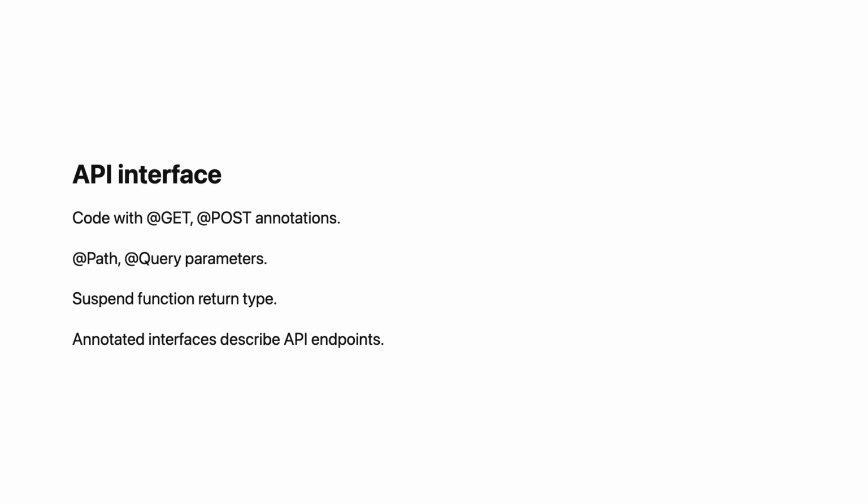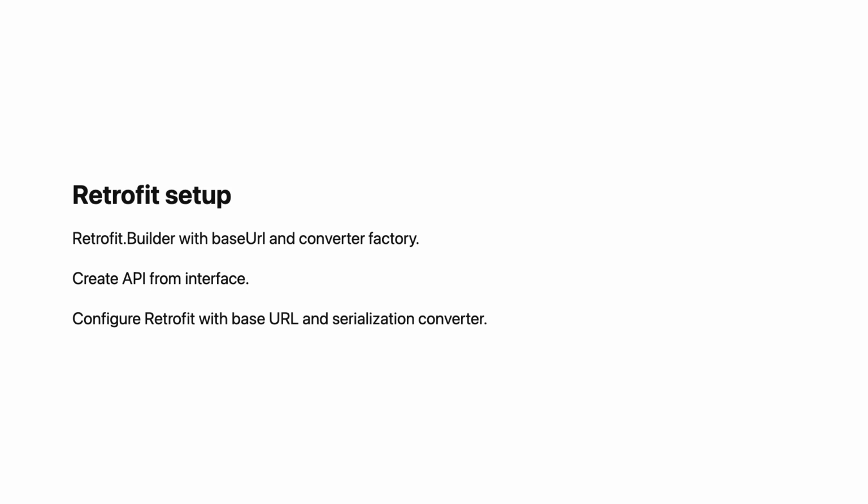Create a Retrofit instance: Retrofit.Builder().baseUrl("https://api.example.com/").addConverterFactory(...).build(). The base URL is the server address. All paths are relative to it. The converter factory handles serialization. We use the kotlinx.serialization converter. Retrofit.create(UserApi::class.java) creates the API implementation. Use one Retrofit instance per base URL.